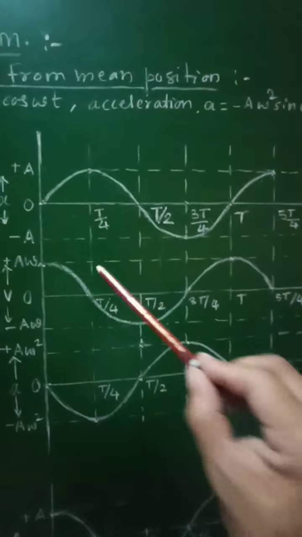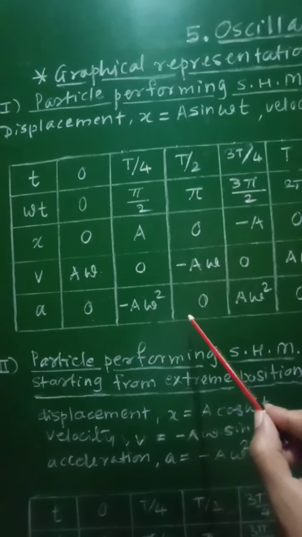Again, for next value of omega t, that is pi, acceleration a equal to minus a omega square sin pi. Sin pi will be equal to 0, therefore a will be equal to 0.